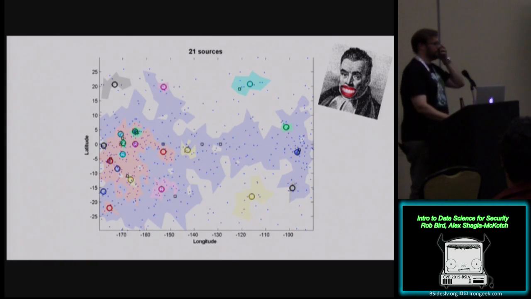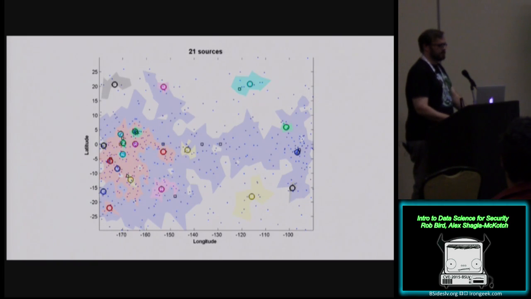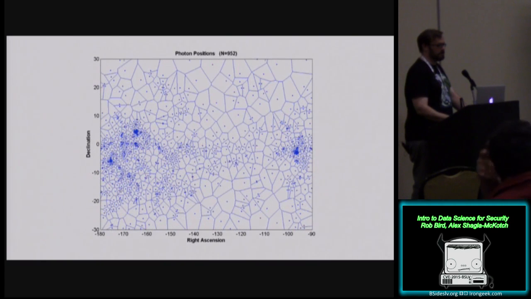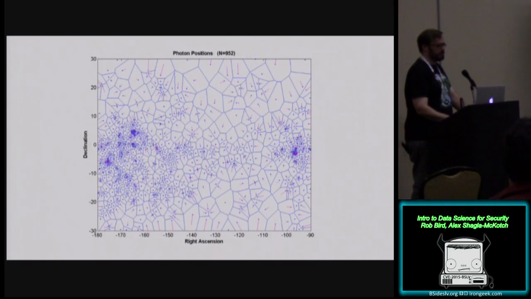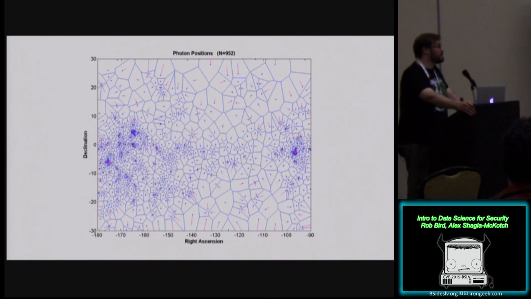Yeah. The gradient slide or this one? Like the Voronoi tessellation. Right.